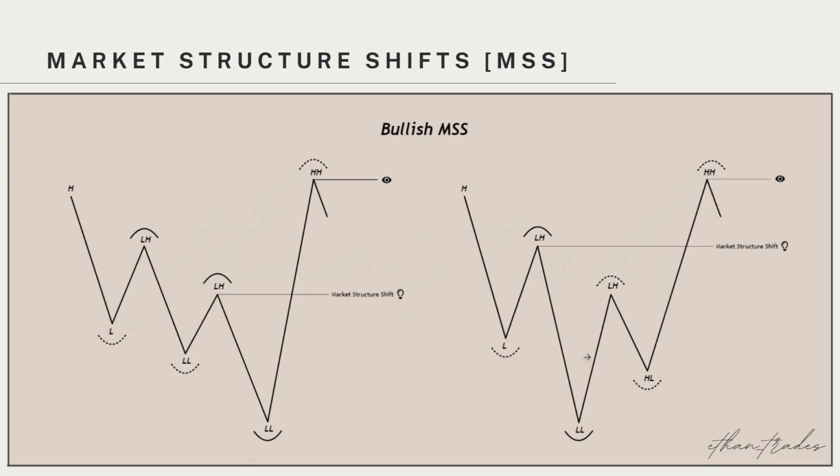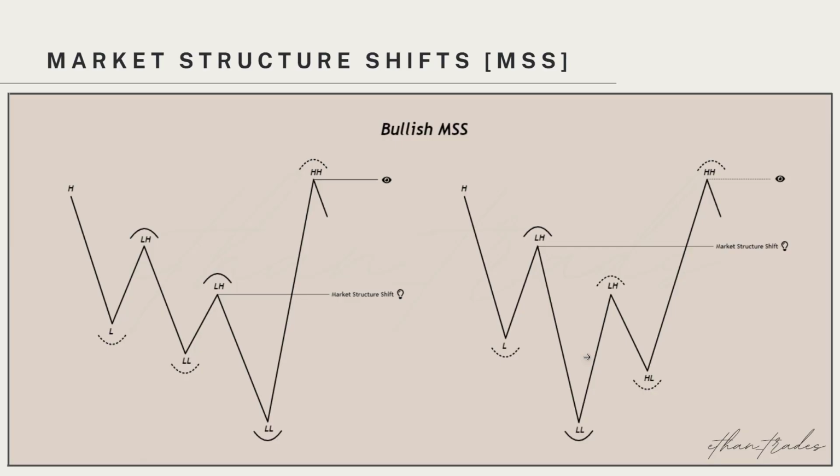Next are market structure shifts. The acronym for this is MSS. You'll hear or see this term referred to a lot in market structure. A market structure shift just simply means that the market is changing direction and putting in the opposing bias's market structure. So if the market is moving bullishly, then a market structure shift indicates that the market is starting to move bearishly.